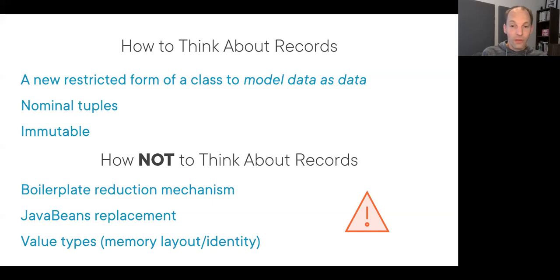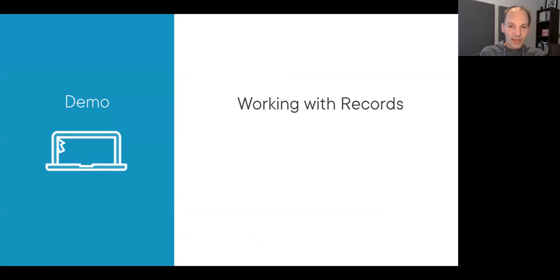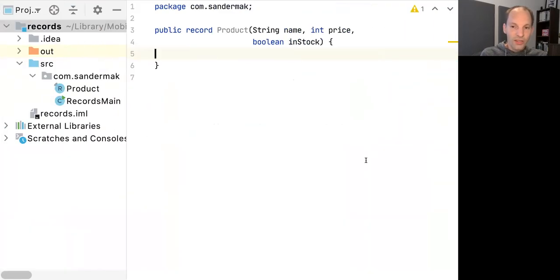Of course, if value types ever come to Java, then records might definitely be gaining some benefits from that. But it's not currently the case. That being said, we talked a lot about records, so I also want to just show you how they work in practice. And for that, I'm going to switch to IntelliJ. IntelliJ also has support for records already, so that's very convenient.